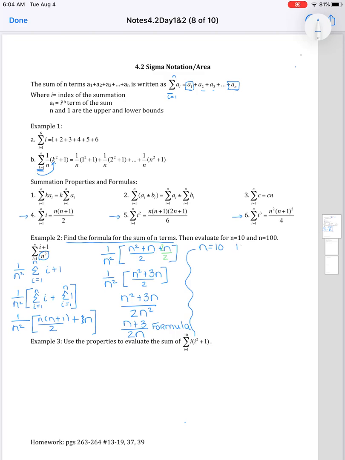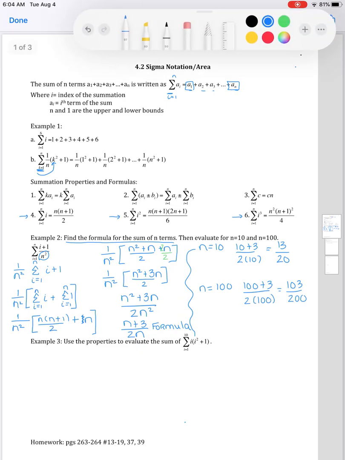Okay, so that's part 1. But then you're asked to evaluate it. If you're asked to evaluate it, that's the easy part. If n is equal to 10, you just take your formula and plug 10 in. And if you're asked to evaluate it at 100, you again take the formula and plug in 100. So for 10, we end up with 13 over 20. And for 100, we end up with 103 over 200. Okay, but be able to come up with that formula and make sure that formula is completely simplified when you do that.